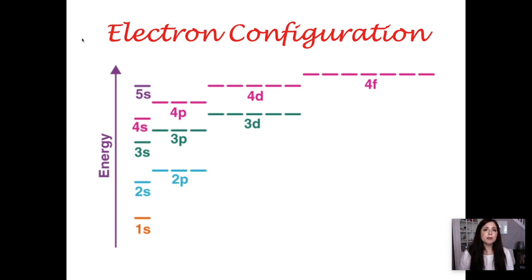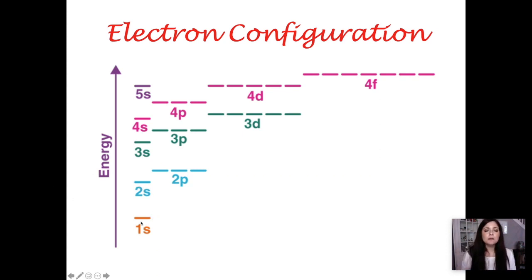So you might remember when you were filling up those electron clouds or those energy levels to show where electrons go in an atom or element, you have to use the Aufbau principle. And the Aufbau principle says that you put electrons in the lowest energy level first, and then you build up from there. That's why chemists sometimes call the Aufbau principle the building up principle.